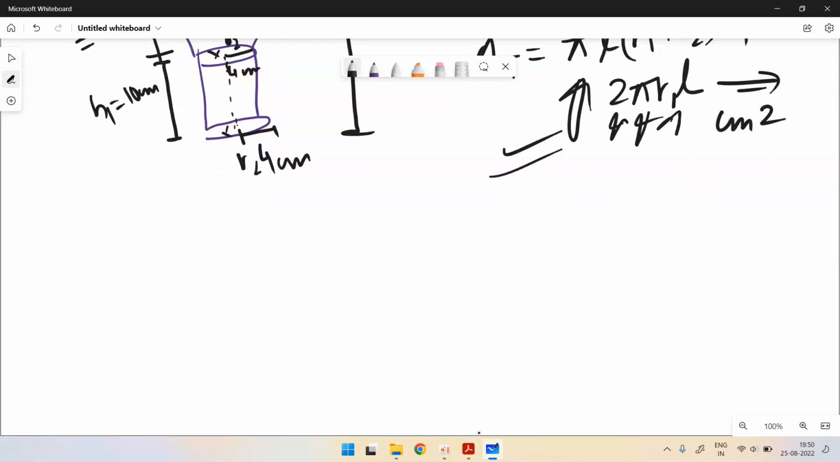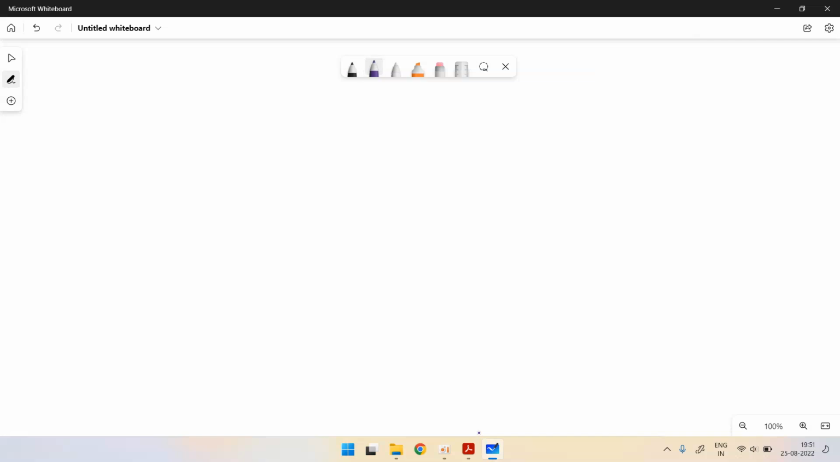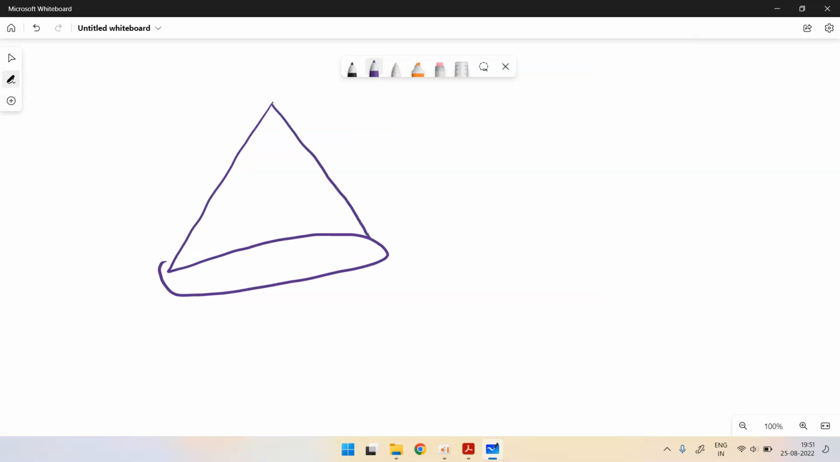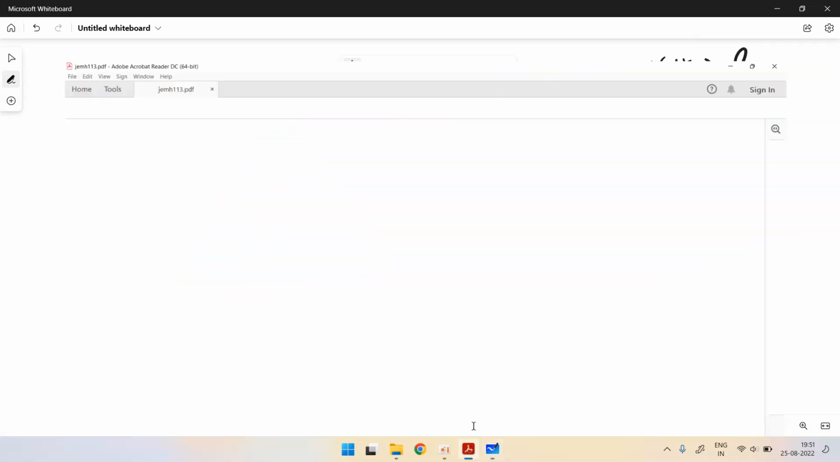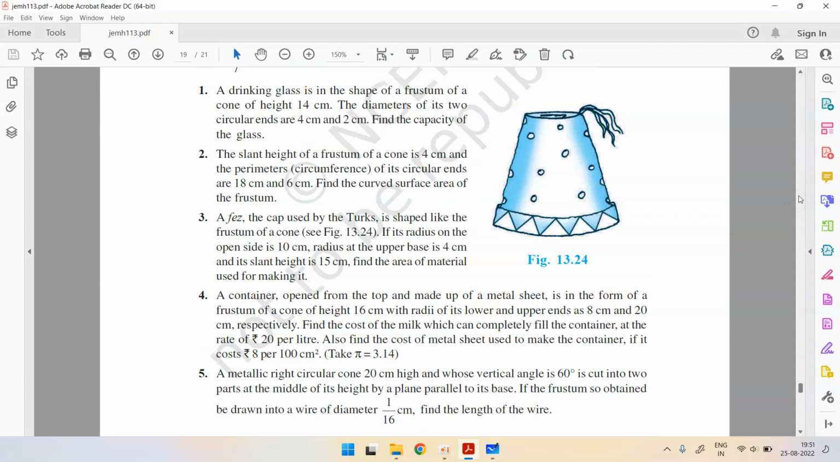So I will try to solve only one part of the question. You know a frustum is made of 2 cones. First you need to know what the formula looks like. The CSA, curved surface area, is pi (R1 plus R2) L, which means R1 and R2 should be given, as it is saying in section 13.5.